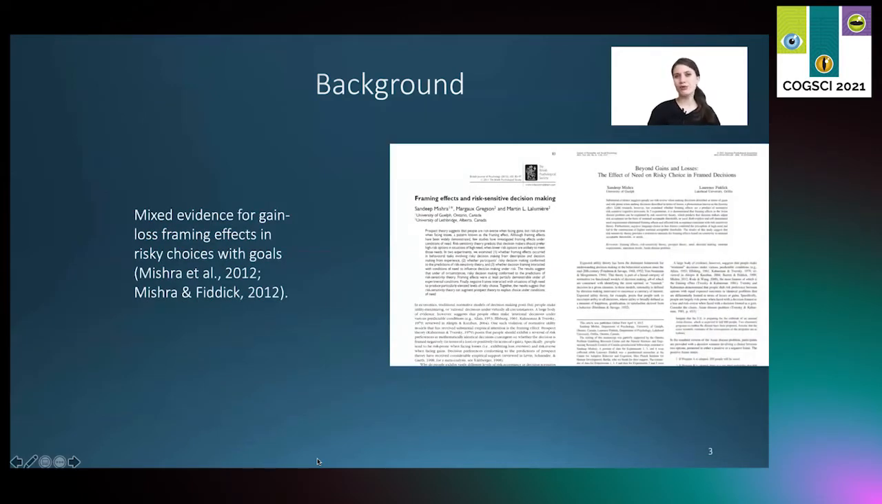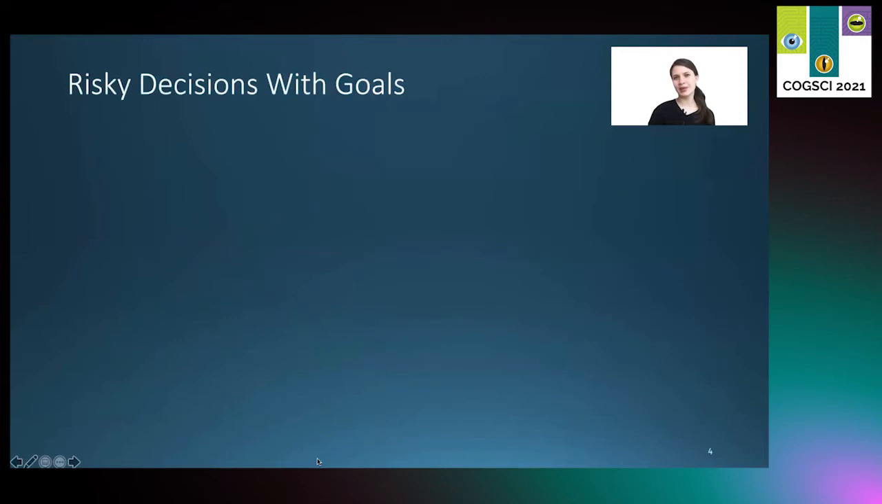Previous studies on framing effects in risky choices with goals found mixed results, and therefore we study framing effects and goals in a choice experiment containing multiple choice tasks. To examine framing effects, we modified the standard risky choice with goal task.